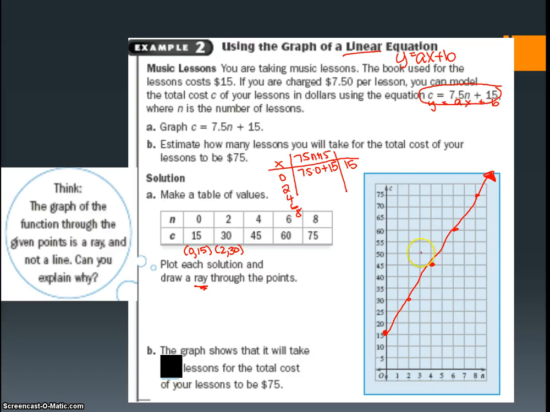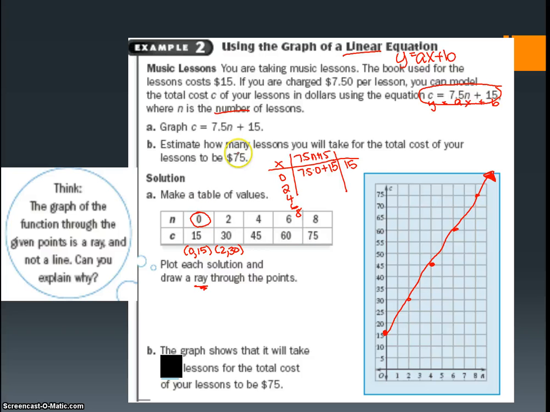Why are we drawing a ray? Because n represents the number of lessons. And can you have less than 0 lessons? No. So you're not going to go below 0 because you can't have -1 number of lessons.